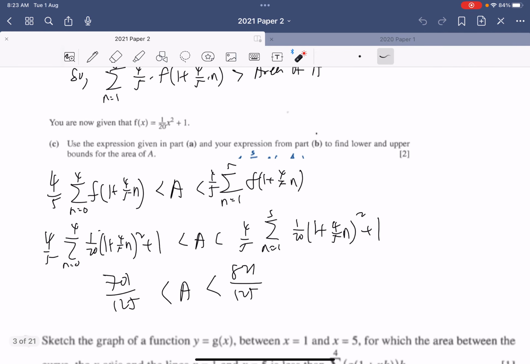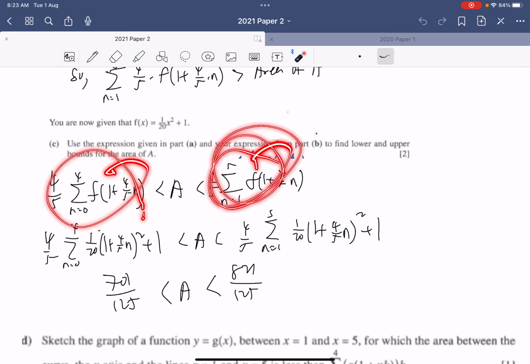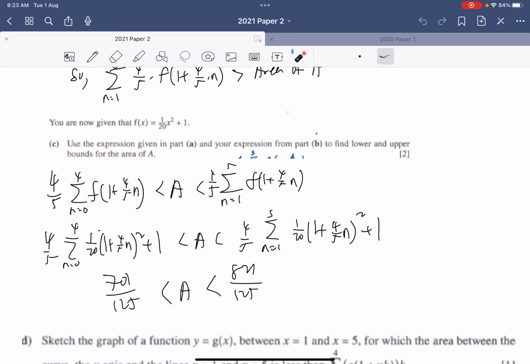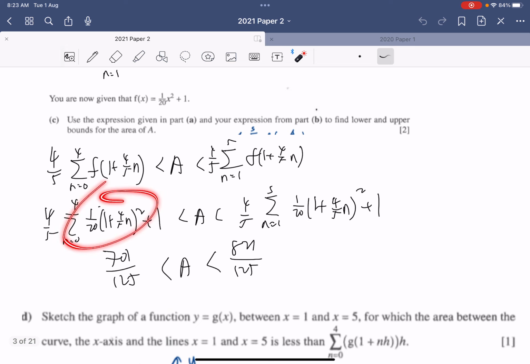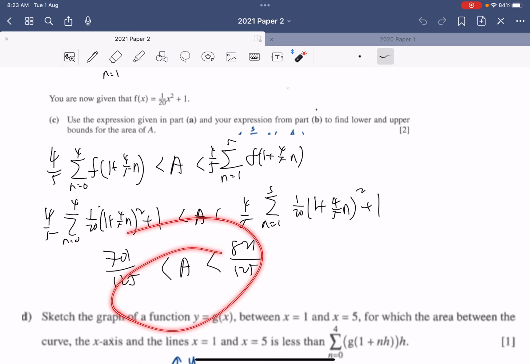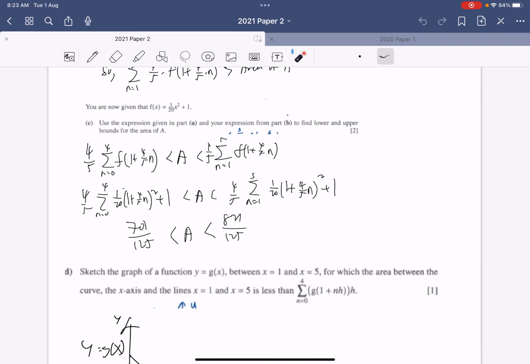And we're supposed to use our expressions in part A and part B to find the upper and lower bounds. So that's simple, because now they already give you the f(x). You just lower bound it by your earlier part A and upper bound it by your part B, because this is an overestimation. Then just sub in the values, compute the sum, and you'll get this as the answer. So you can just check it out and see whether you're correct.